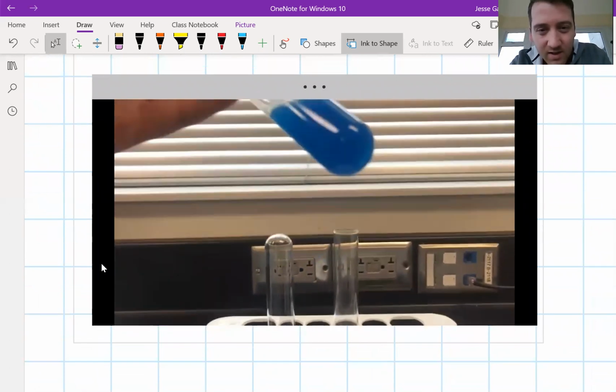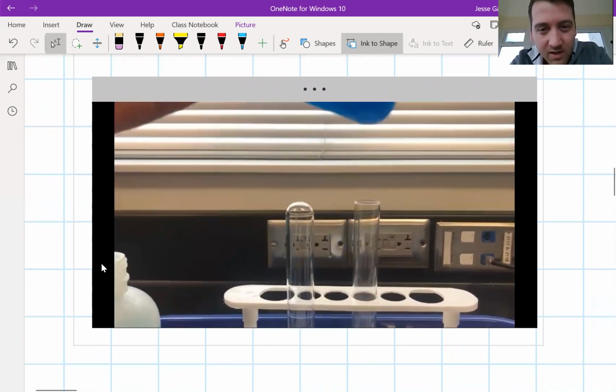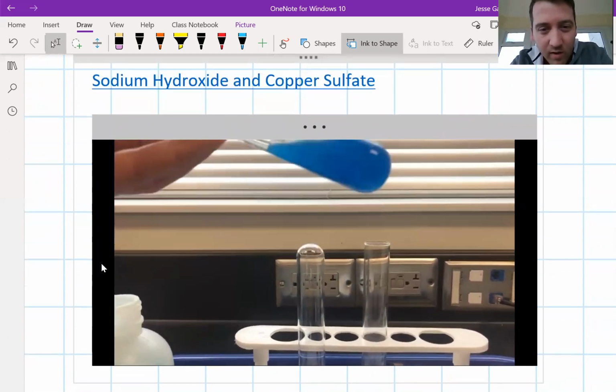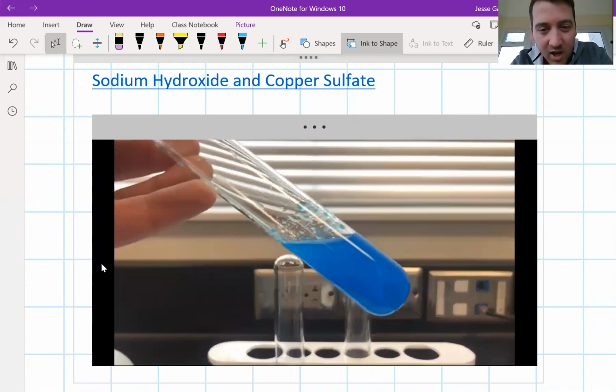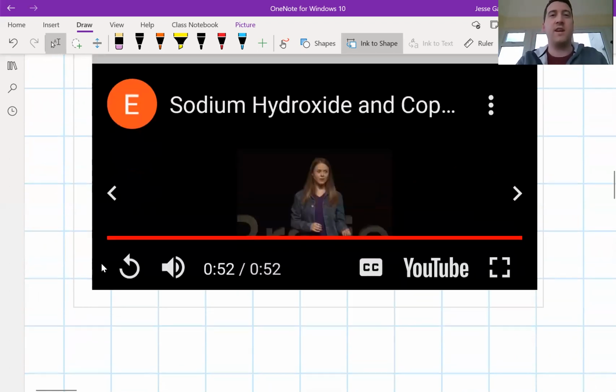It's slightly darker blue than it was before. You can kind of see bits of it collecting on the side of the test tube, and we got the clear light blue, and you see the dark blue chunks, this blue insoluble substance, these clumps, there you go, connecting on the side of the test tube. So that there is a chemical reaction.